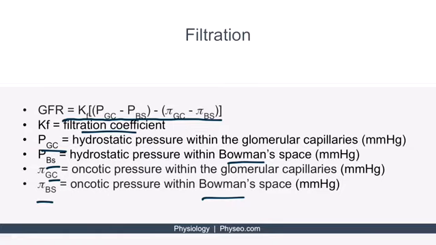When we use the Starling equation, we're looking at net filtration pressure, measured in millimeters of mercury, rather than milliliters per minute. I'll draw this out on the next slide to help you understand this idea conceptually.